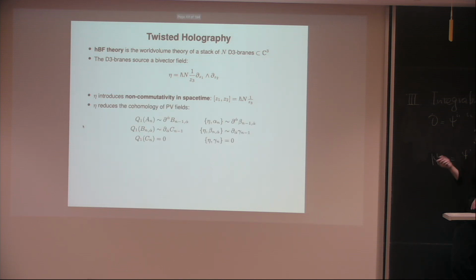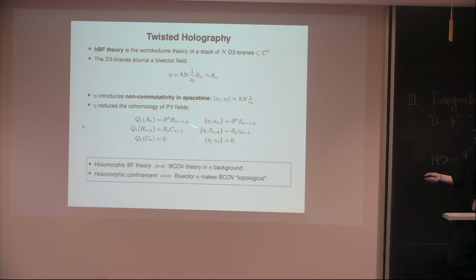Okay, so another effect that this bivector field has is that it reduces the cohomology of these polyvector fields. Okay, so now the polyvector fields, alpha and beta, are no longer closed, and the derivatives of these polyvector fields are exact. Okay, so this can be precisely matched with the one-loop computations we did on the gauge theory side.